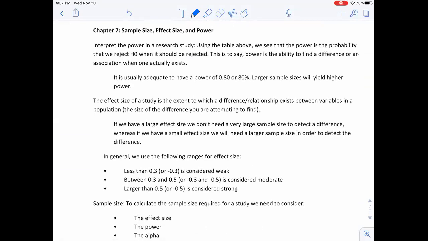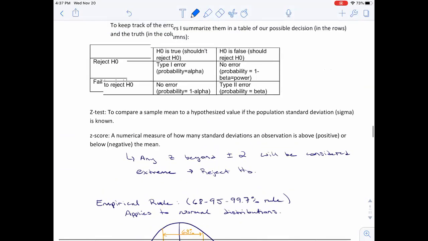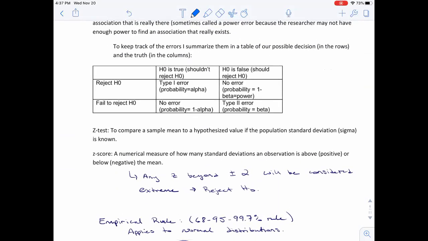So then we had this kind of random chapter about sample size, effect size, and power. Power, right, we said from our table, if you have a look, well, the power is the probability of rejecting H0 when you should have. Or correctly rejecting H0.